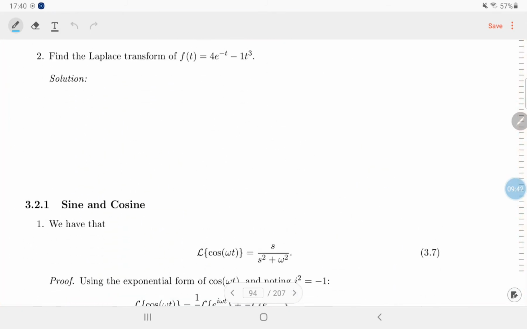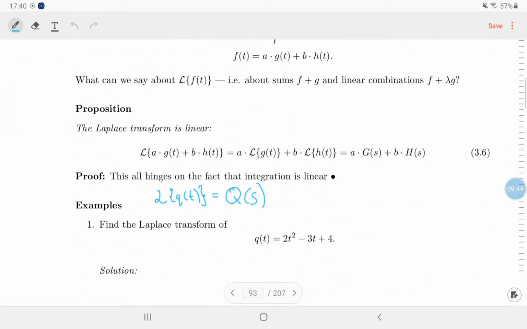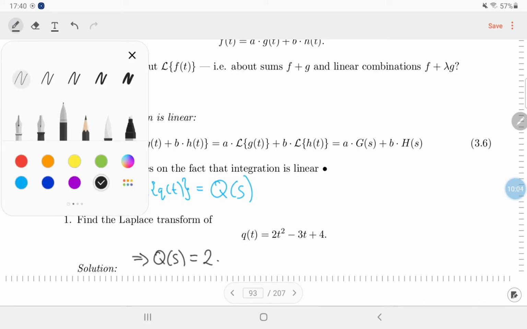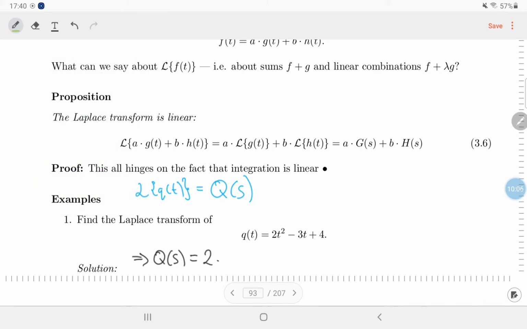I just have to get this right. So let's do the Laplace transform here of this little q of t. If I do the Laplace transform of both sides, the Laplace transform of little q of t is big Q of s. And now we do term by term fixing constants. So fix the 2. And what is the Laplace transform of t squared?